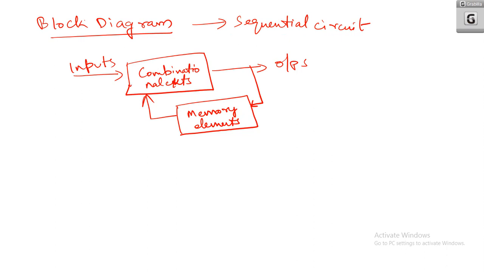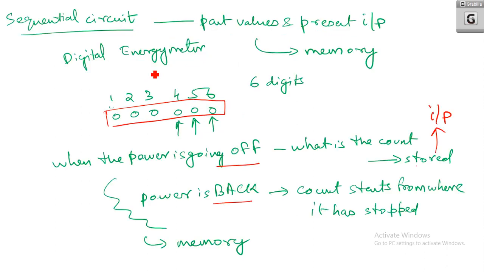Coming back to the same example of the digital energy meter. Inside that energy meter, we will have a combinational circuit, but along with this combinational circuit, you will have the memory part. The combinational circuit takes care of the present input and the memory takes care of the past values.